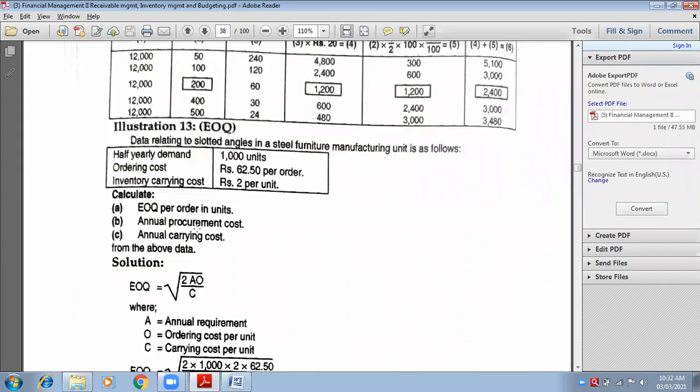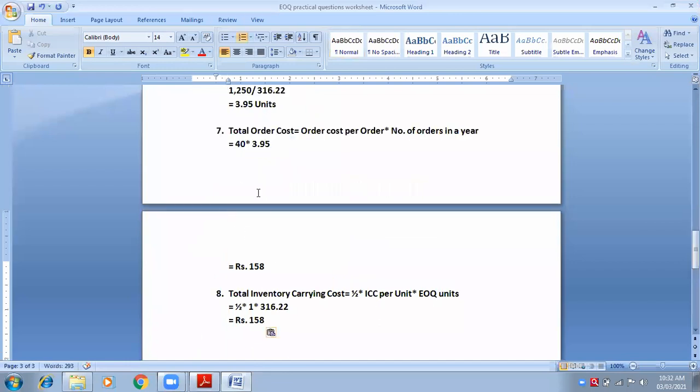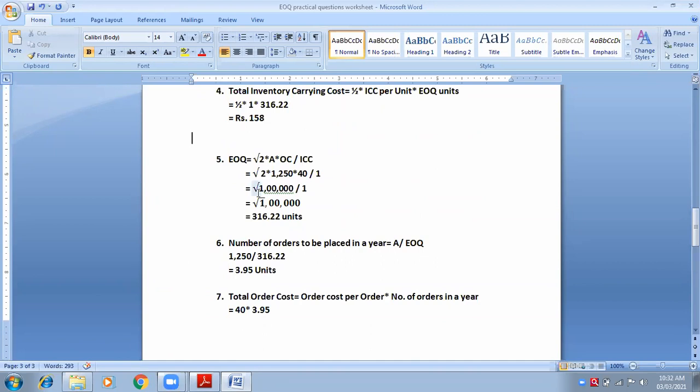Now, half yearly demand. What to do with this to convert it into a full year's demand? Into 2. Very good. So what we will do now, this is sum number 13, no? Just wait, just wait.